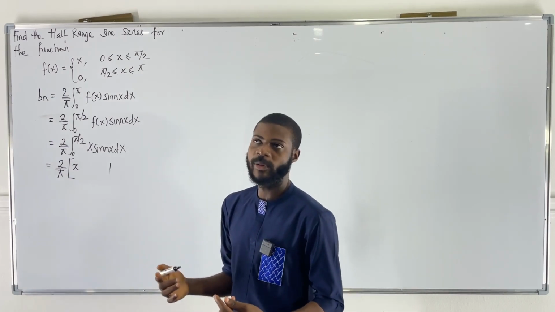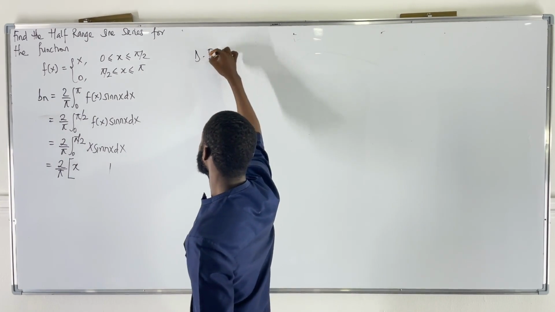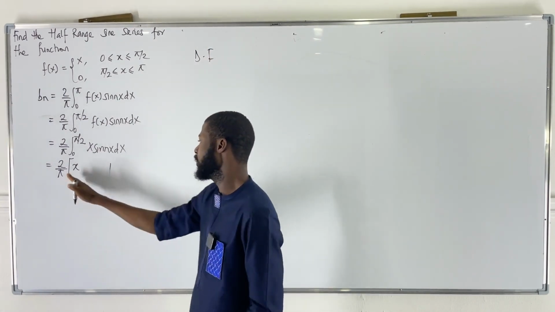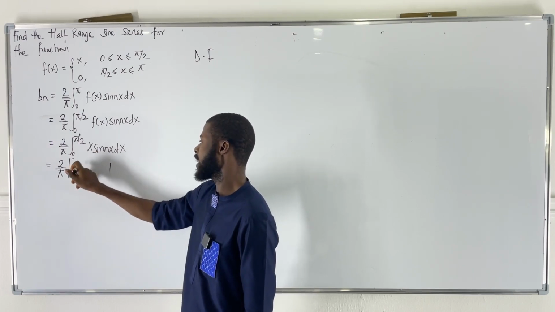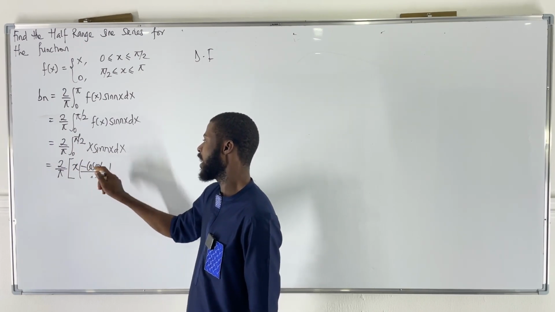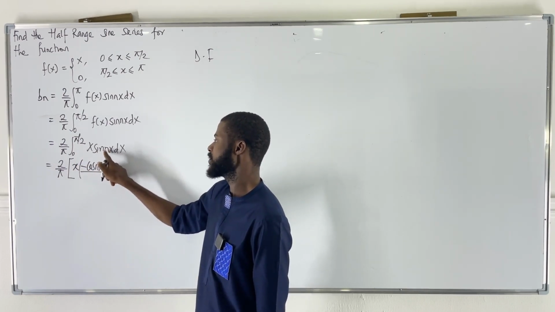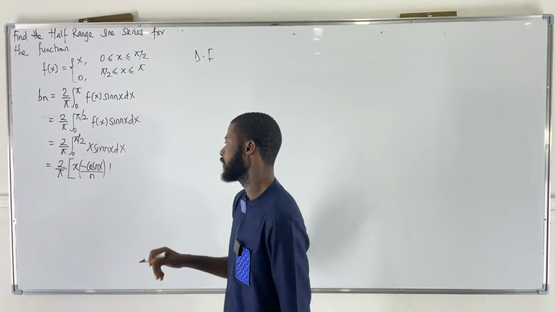Some people will call this the DI method: differentiate, integrate. So I'm done with differentiate. Let me now integrate. This is sine. When you integrate sine, you get minus cos nx over n. When you differentiate the nx, you will get n, so you have to divide by that very n.